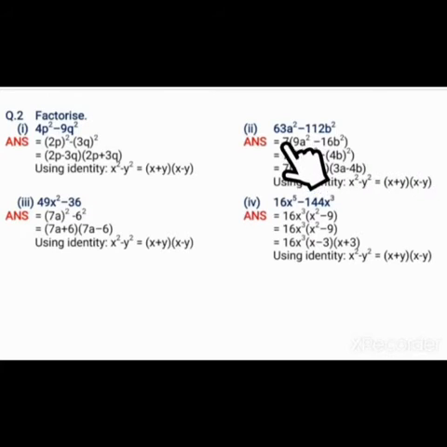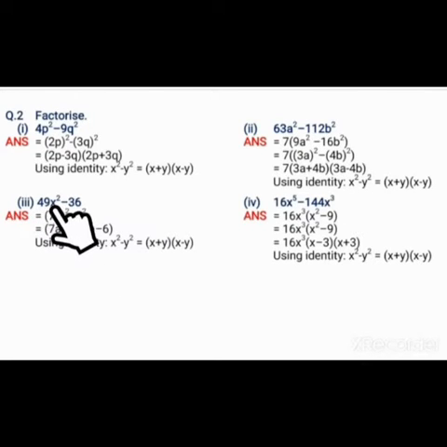Same as the second one, 63a square minus 112b square. Here we have to take a common factor, that is 7. Then in bracket, 9a square minus 16b square. 9a square is the square of 3a and 16b square is the square of 4b. So first term minus last term and first term plus last term: (3a minus 4b) and (3a plus 4b).